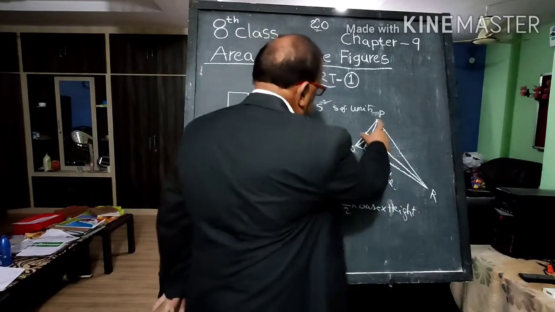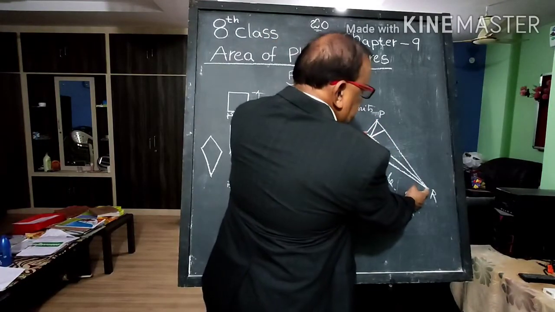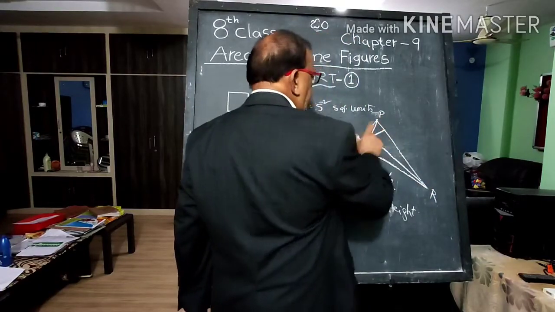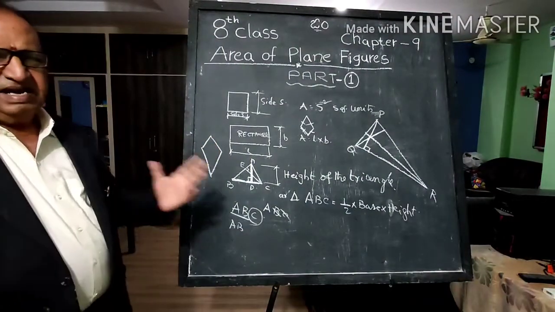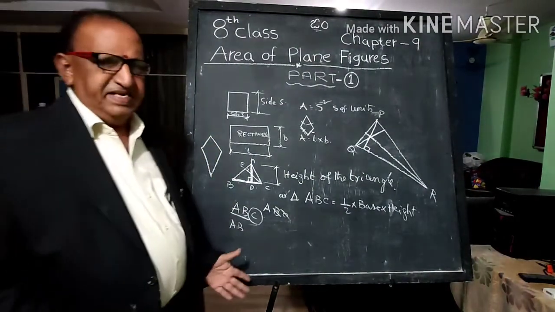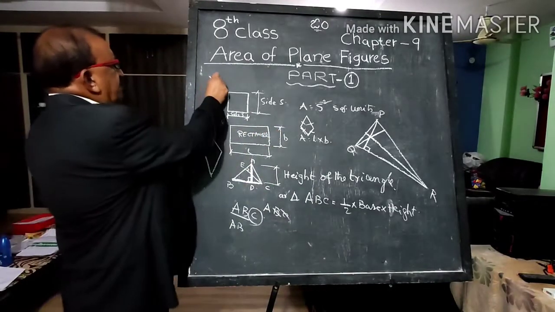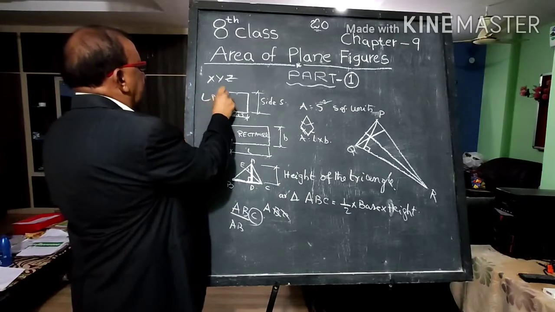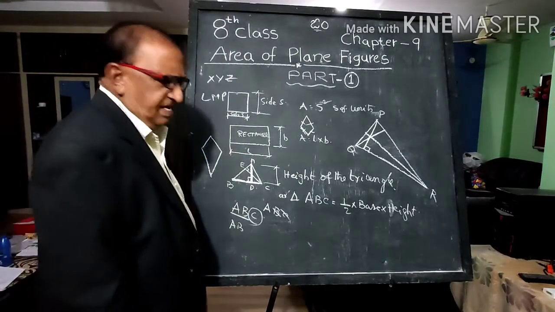So if you take QR as the base, then this should be the altitude. And if you take PQ as the base, then this will be the altitude or height. Similarly, when you take PR, this will be the height. So basically the rule is like this. A triangle can be represented by three letters. It can be XYZ, or LMP. No matter what, tell me any name, any notation.